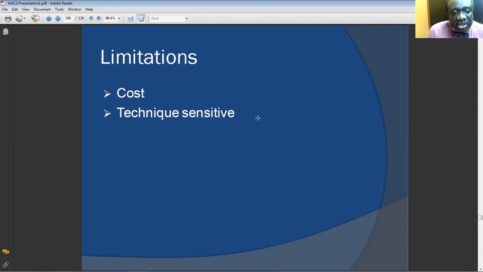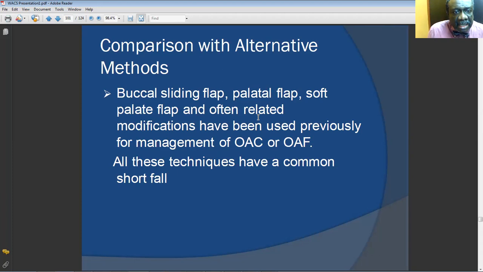However, the limitation includes cost and technique sensitivity. And in comparison with alternative methods of oral closure, the buccal sliding flap, the palatal flap, the soft palate flap, and often related modalities have been used previously for management of oral communication. All these techniques have a common shortfall.